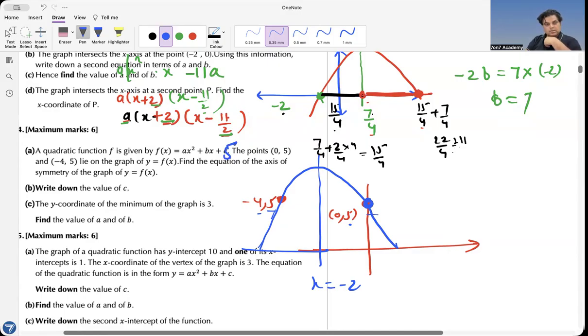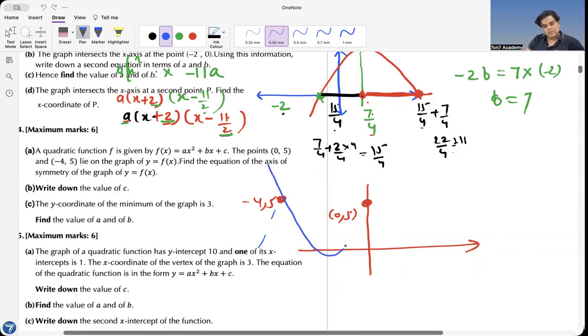If the minimum of the graph is 3, it means it will be an upward parabola, not downward. The parabola from the information will be an upward parabola, like this. But they said minimum value.